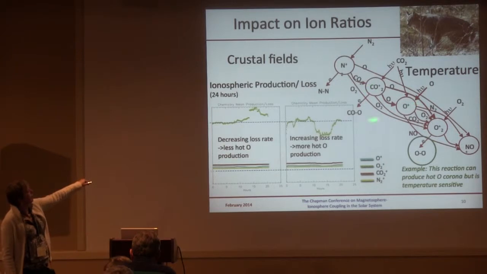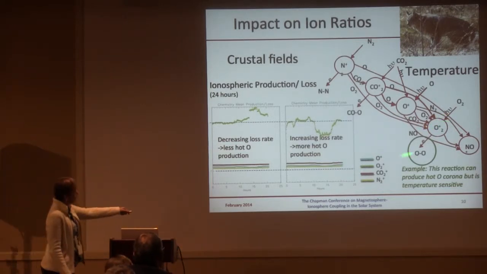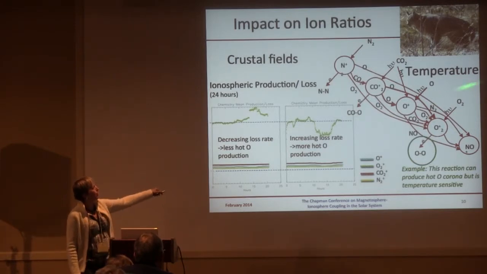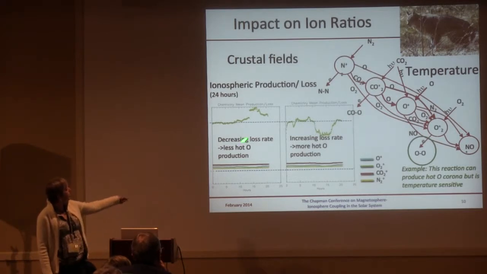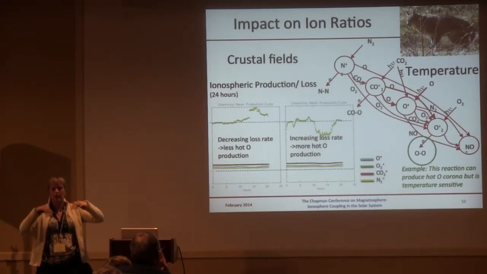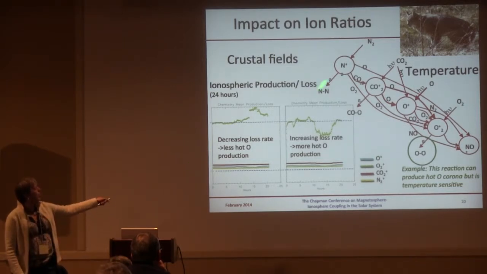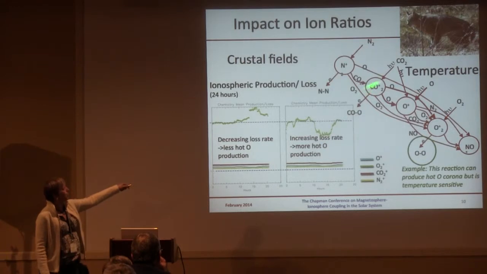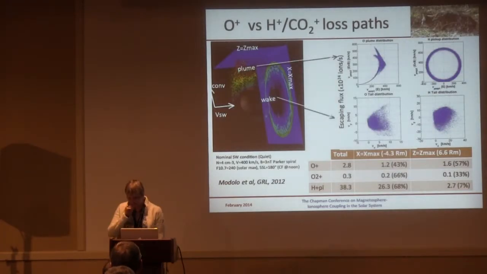This is the key chemistry chain you see. For instance, if we start to remove a lot of oxygen, we will have fewer O2 plus and recombination of the hot corona. And we are very sensitive to the temperature, for instance the electron temperature. Crustal fields, by guiding plasma into the ionosphere or up, also will impact what kind of ratio between CO2 and O and O2 will come out of the ionosphere.